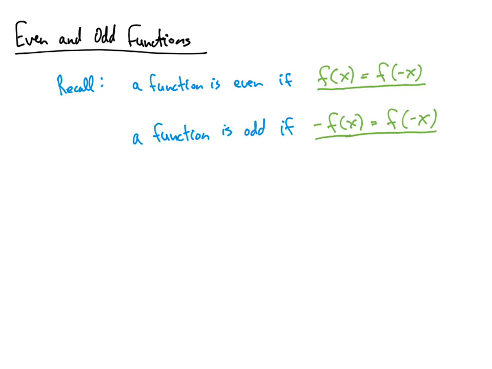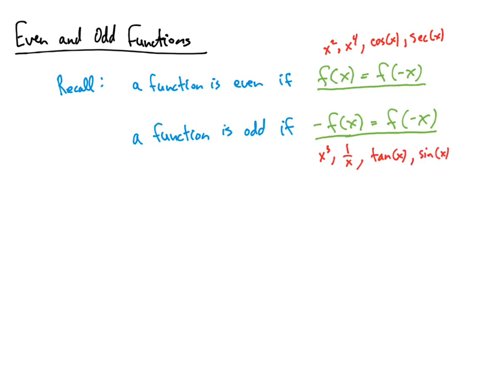So some examples of even functions might be x squared, x to the fourth. Cosine is an even function. Secant is also an even function. Some functions that are odd are x cubed, 1 over x. Tangent of x is an odd function. Sine is an odd function.